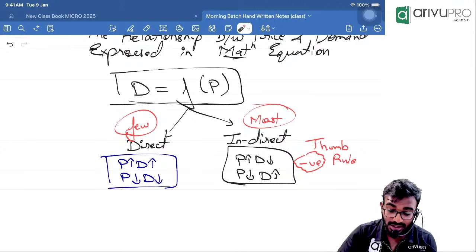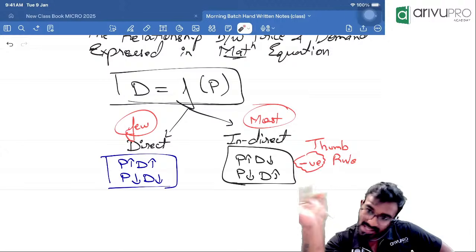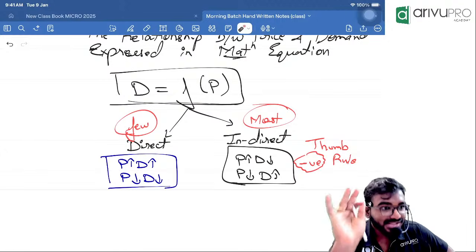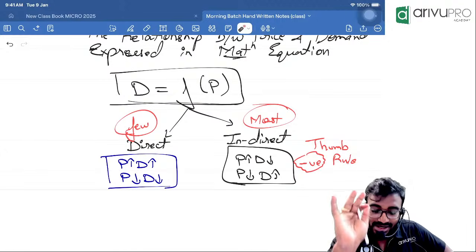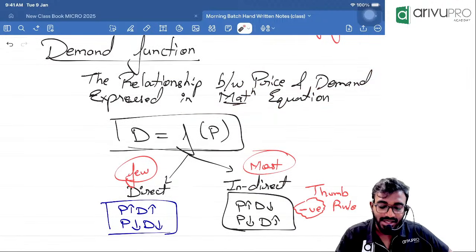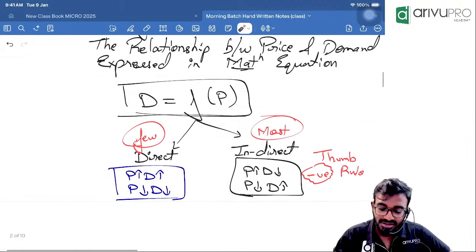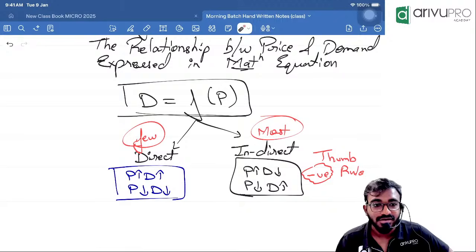And this is an important concept. This is where most of the time exam questions will be asked. One big heading itself is there. I will explain. In general, now just understand. The relationship between price and demand is expressed in the form of a mathematical equation that is called the demand function. And the demand function is D is equal to function of price.